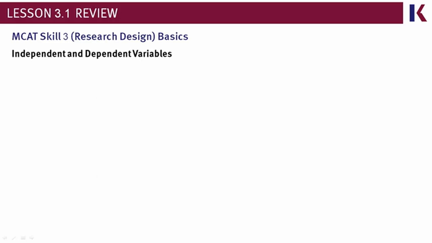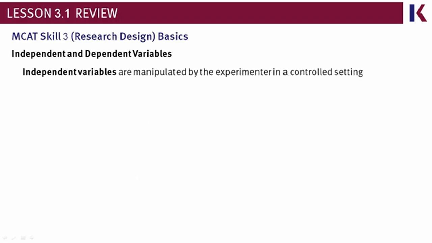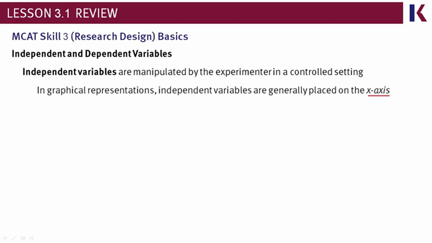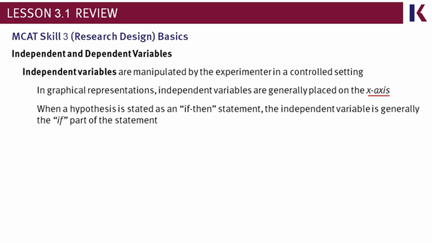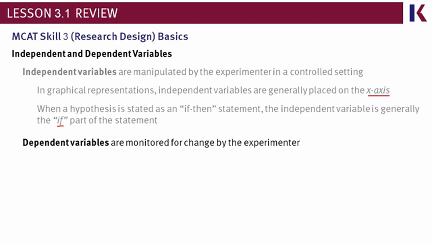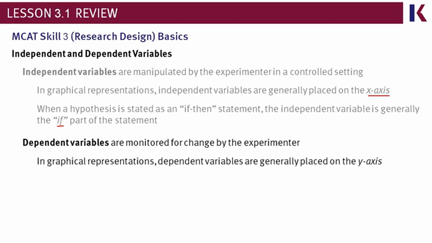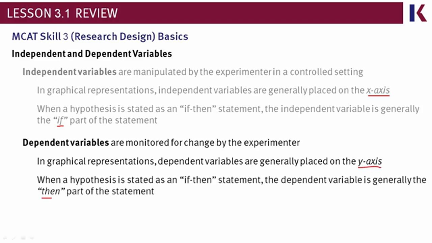And finally, we saw the especially MCAT relevant topics of independent and dependent variables. The independent variable of a study is what is manipulated. In results, we generally see these on the x-axis. And if we have a good if-then hypothesis, the independent variable is generally the if part of it. And then the dependent variables are the other side of that coin. They are what the experimenter looks for and sees if we get a change. In graphical representations, they're generally the y-axis or the vertical axis, and in if-then statements, they are the then part of the statement.